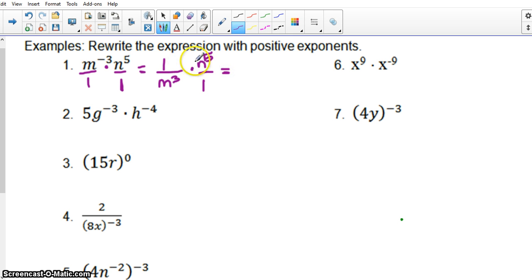So finally, I'm going to multiply straight across to simplify. So 1 times n to the 5th is n to the 5th, and m to the 3rd times 1 is m to the 3rd. So that's your final answer for question number 1.